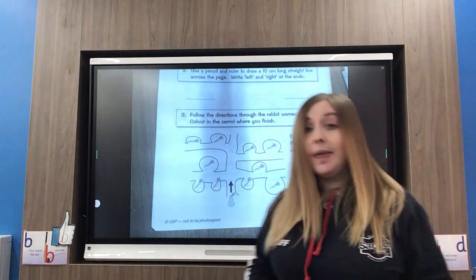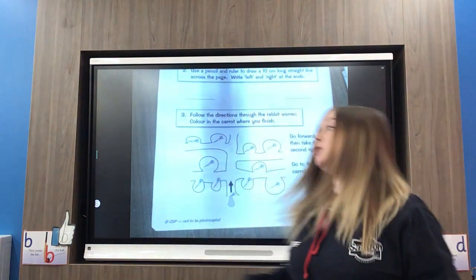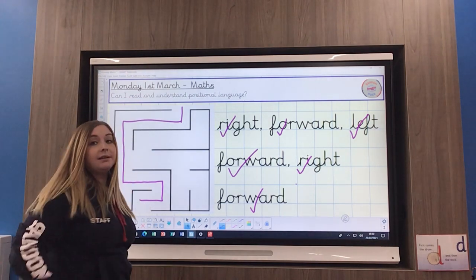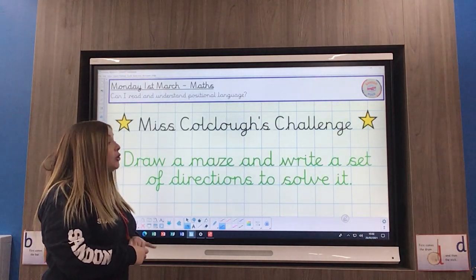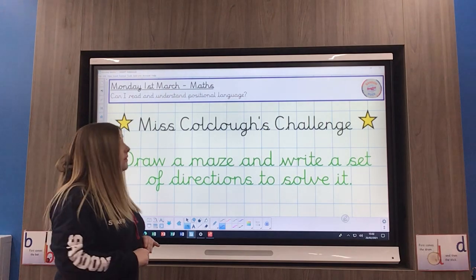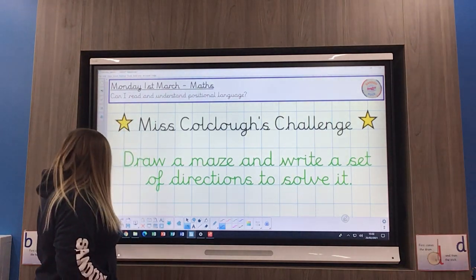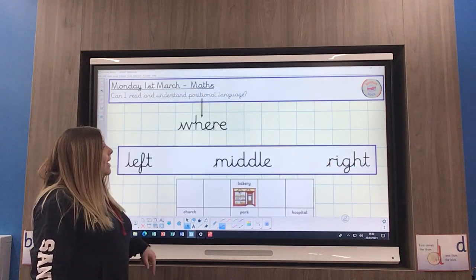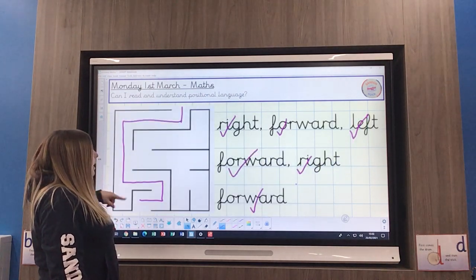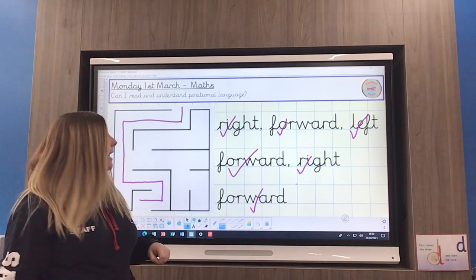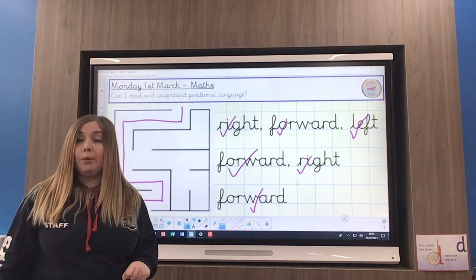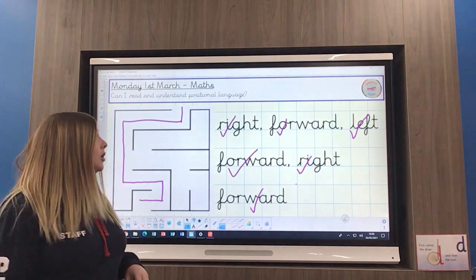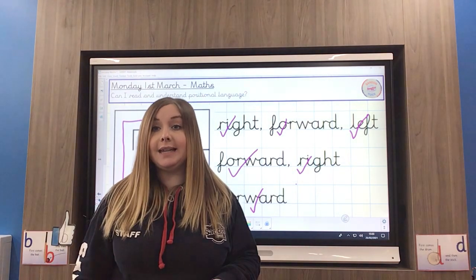And guys, believe it or not, that's it for today. I have set you an extra challenge on my whiteboard, so let's get that up for you to have a look at. And it says to draw a maze and write a set of directions to solve it. So just like what I did here, where we had a maze, that would be really simple to draw something like that. And then I wrote the instructions that we needed to follow to get out of the maze. And that's what I want you to do today.